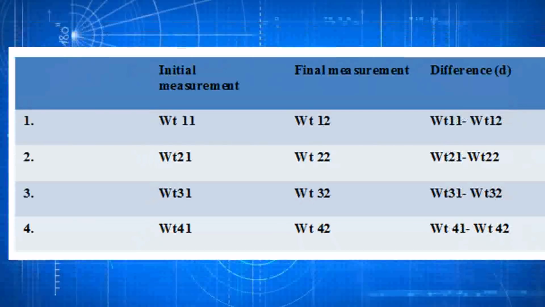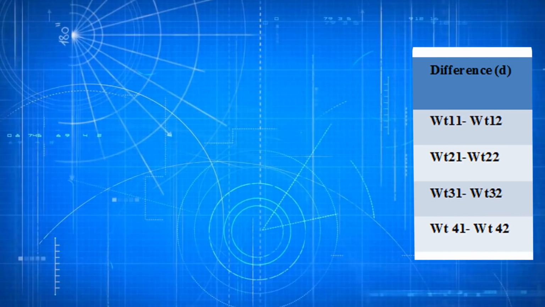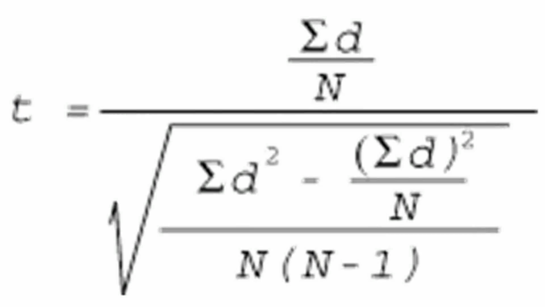If you look at the table, you can see that we have measured 4 individuals at initial level and at final level. And in the third column, you can see that we estimated the difference between the initial and final. Finally, what we do, we calculate the mean difference and divide the mean difference with the standard error of difference. And thus, we get a value for paired t-test.